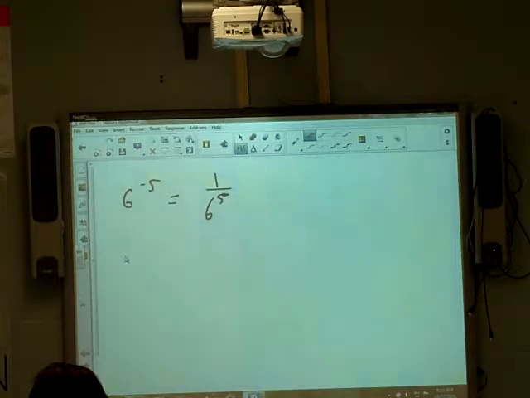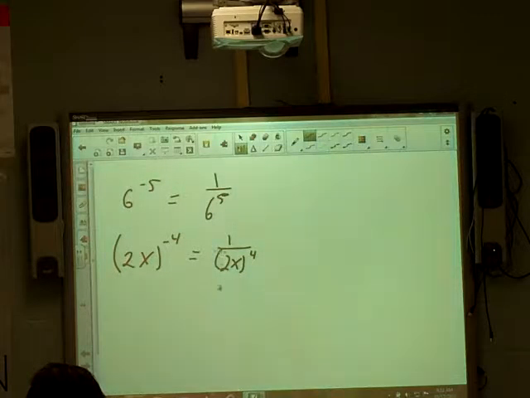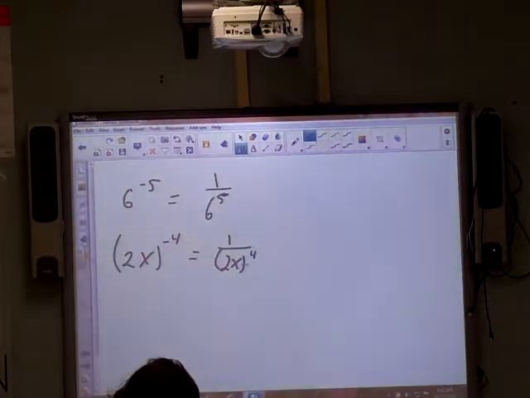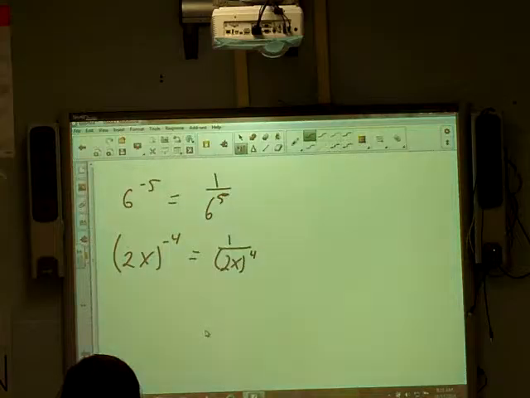Okay, what about 2x, that whole thing, to the negative 4th? Do the same thing. 1 over 2x to the 4th. Why do we need to keep that parentheses around the 2x? Good. Both of those pieces get raised to the 4th power. If I don't have the parentheses, it might look like it's just on the x. But both of those pieces are getting raised to the 4th power. Alrighty.